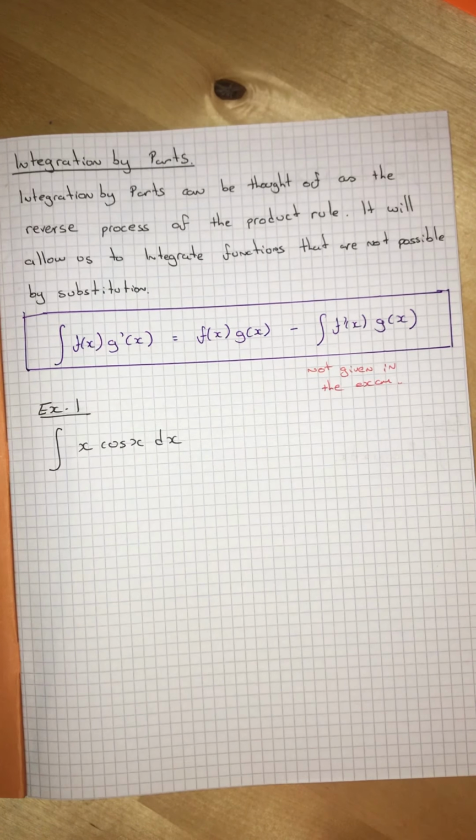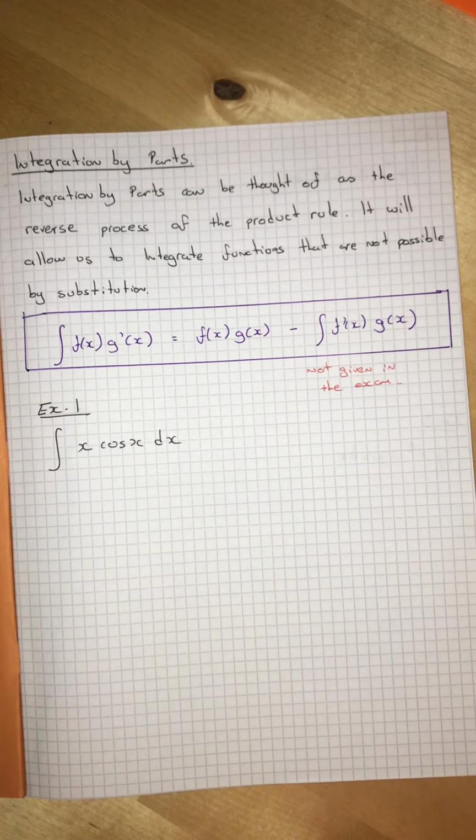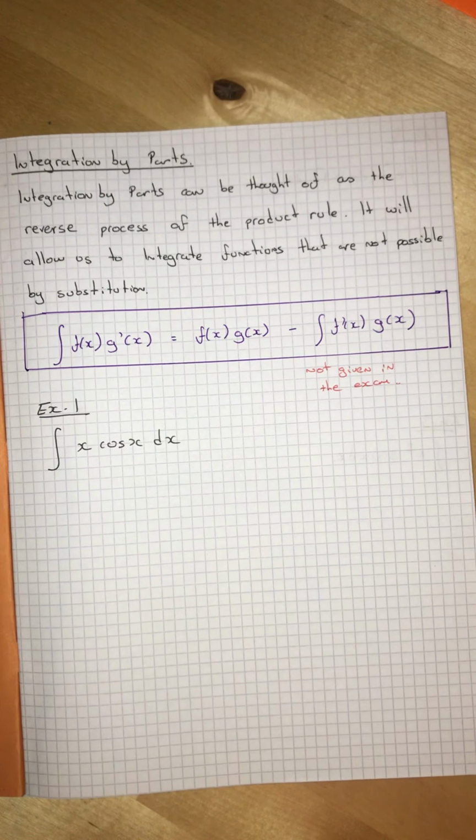Hi, so in this video we're going to look at integration by parts. This is a process by which we can integrate two functions that are multiplying each other, so products of each other, that substitution is not going to be able to deal with. We can think of this as the reverse process of the product rule.